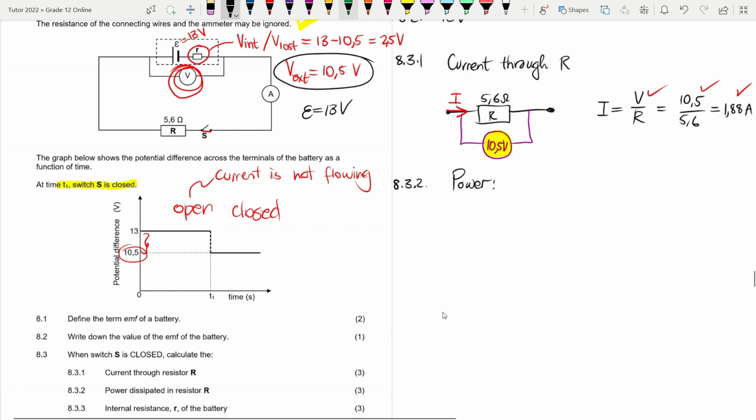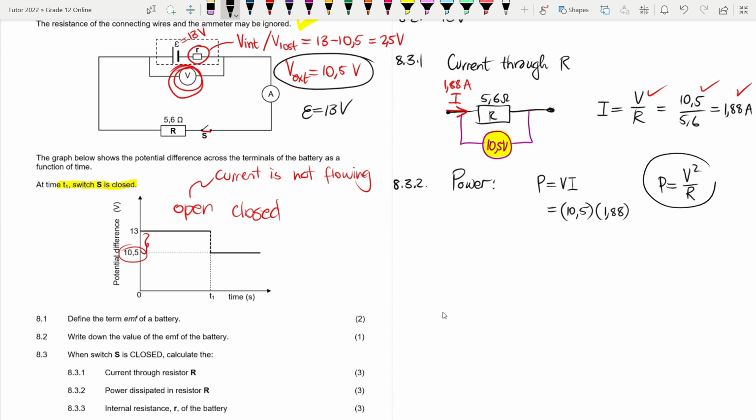So once again, we are dealing with R, and all the given data is there. I can also write my current, 1.88 amps. It looks like I have everything I need, even more information than I need. So I can use any of the three power formulas. The easier one is this one, so I'll go with that: my voltage 10.5, my current 1.88. It might also be a good idea to use power equal to V squared over R.